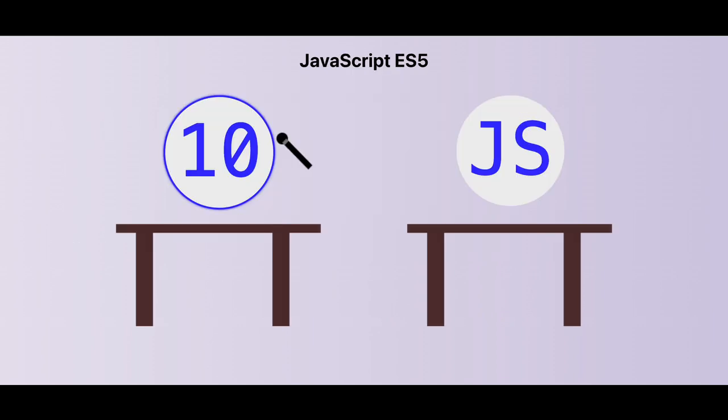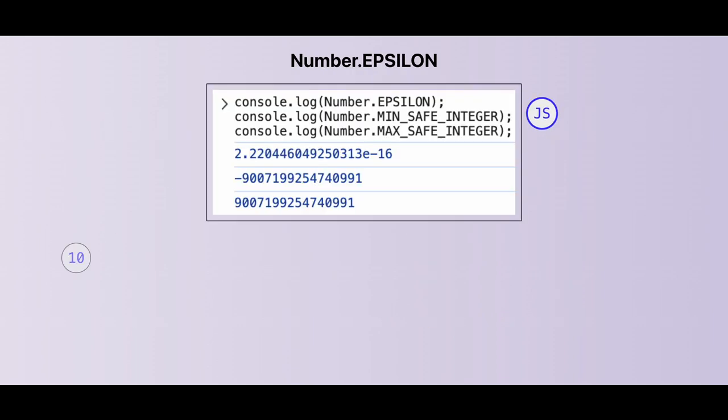Can you explain the ES6 number constants? The Number.EPSILON static data property represents the difference between the number 1 and the smallest floating point number greater than 1. Its value is 2 power minus 52. Number.MIN_SAFE_INTEGER represents the minimum safe integer. Its value is minus of 2 power 53 minus 1. Number.MAX_SAFE_INTEGER represents the maximum safe integer. Its value is 2 power 53 minus 1.